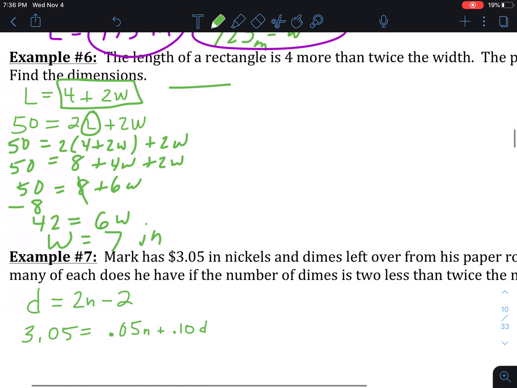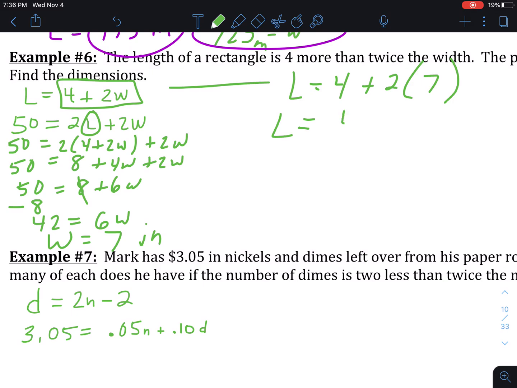And then the length, just use this one here. 4 plus 2 times 7. That'll be 4 plus 14. The length is 18 inches.